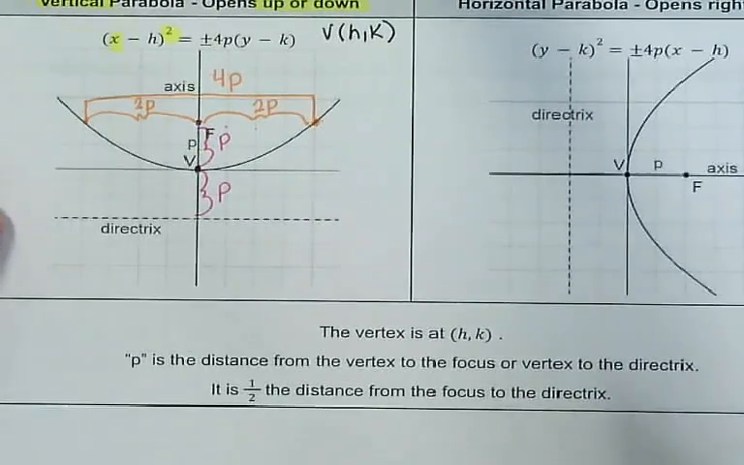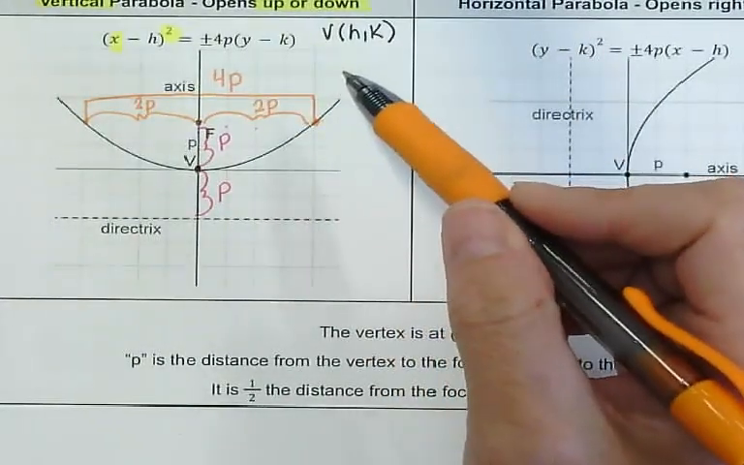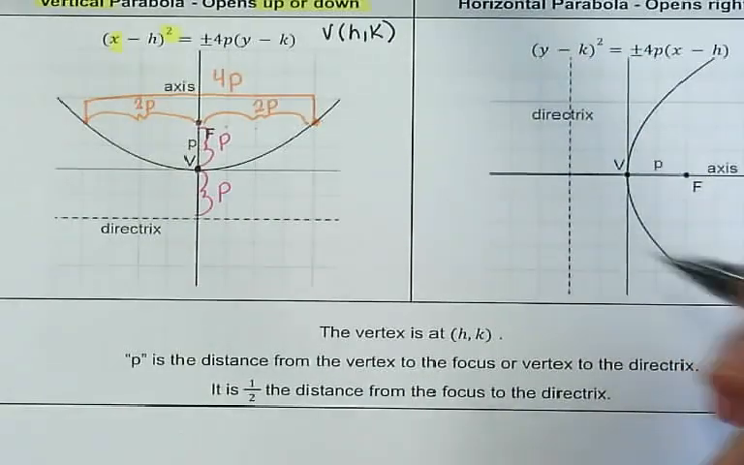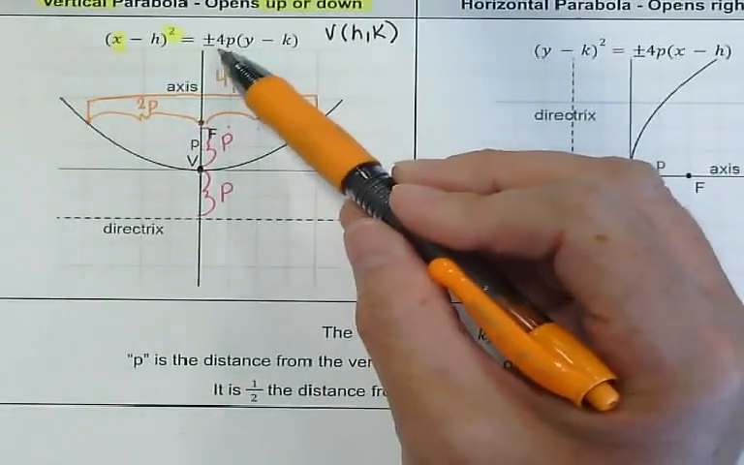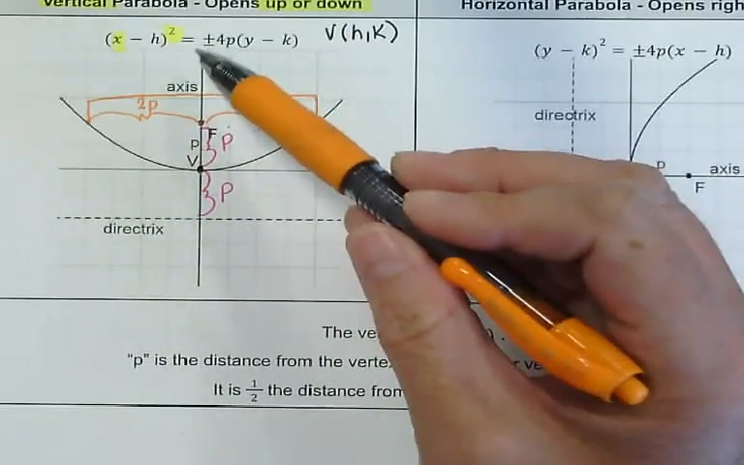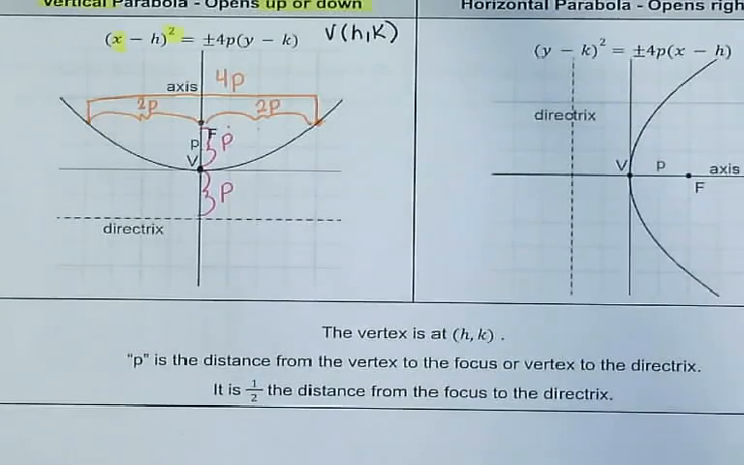So if it opens up, your p is going to be positive, or this is going to be a positive 4p. If it opens down, it's going to be a negative 4p. Any questions so far?